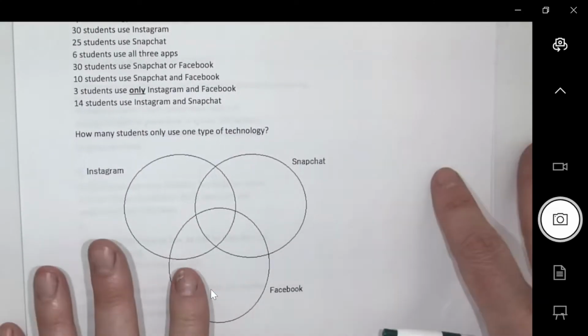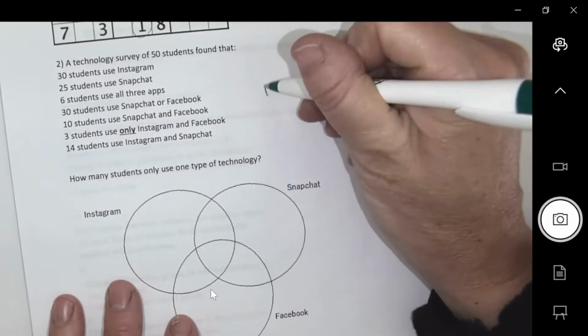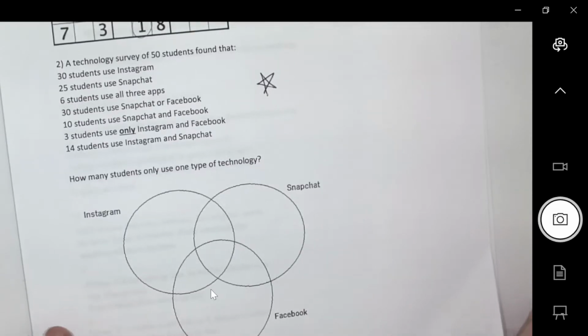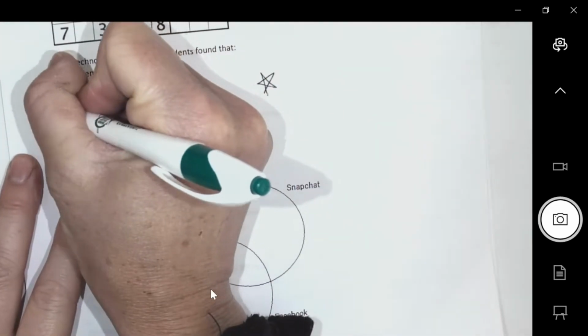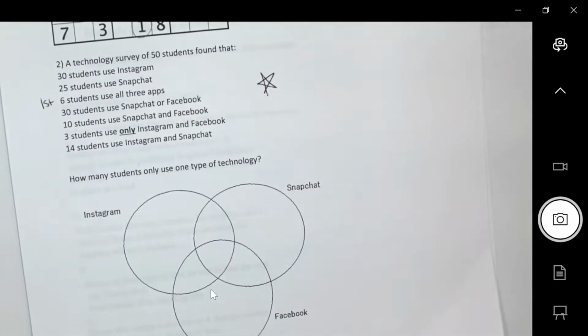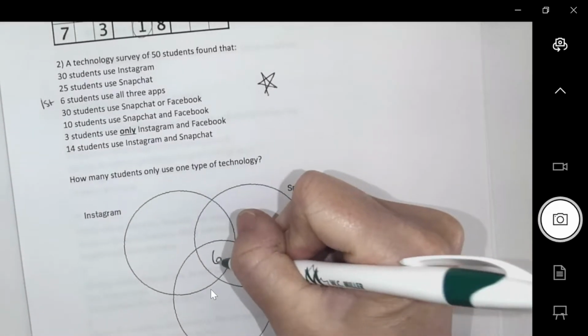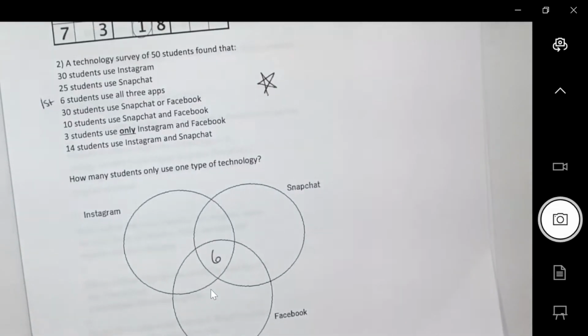Okay, number 2. I for sure put one of these on there. Okay, you ready? The first one is the 6 students use all 3 apps. So on this diagram, where would I put the 6 that use all 3 things? Right in the middle. The overlap of all 3.